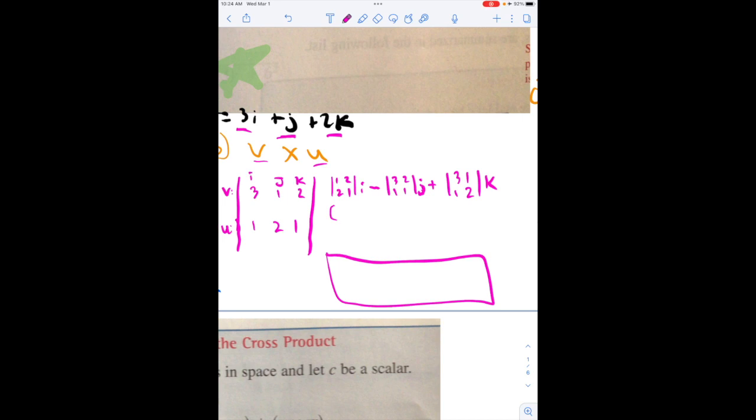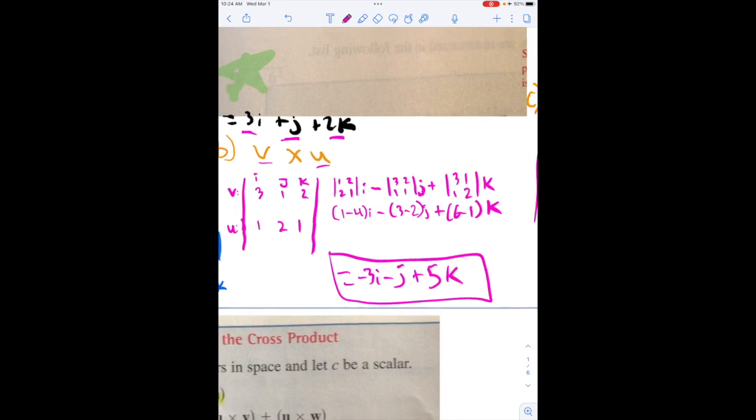Simplifying, 1 minus 4 I, minus 3 minus 2 J, plus 6 minus 1 K. So we get negative 3I minus J plus 5K. It's the weirdest J ever.